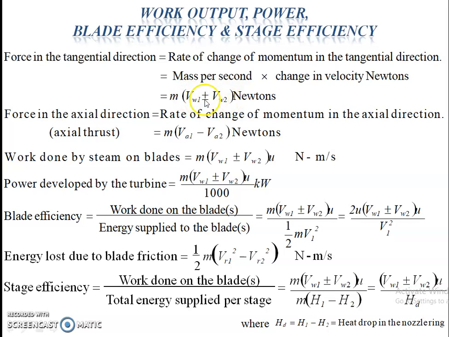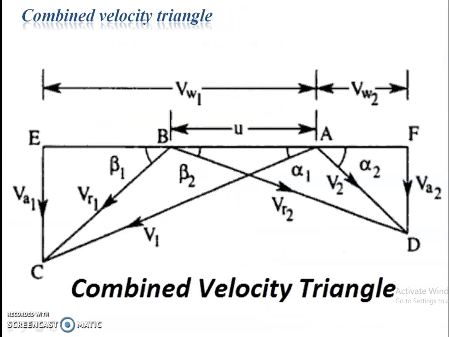Here VW1 and VW2 are the whirl components. VW1 is from the inlet velocity triangle, and VW2 is from the outlet velocity triangle.